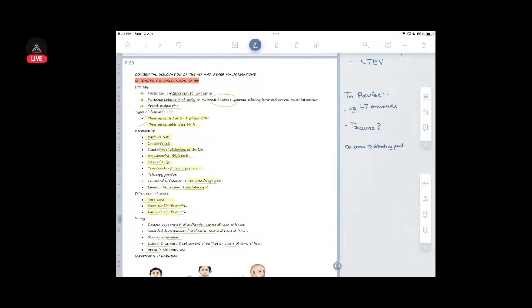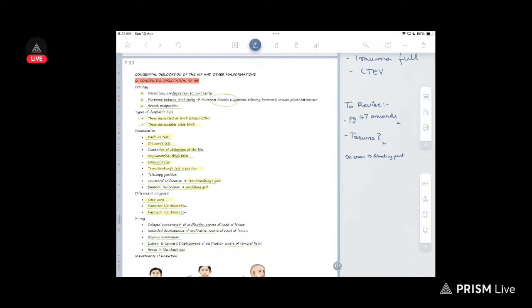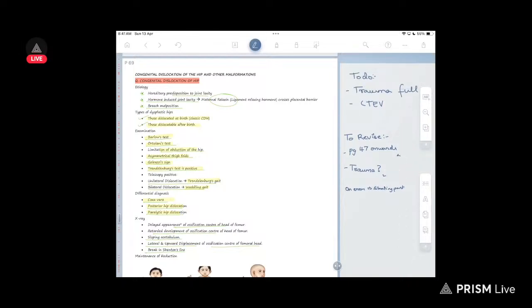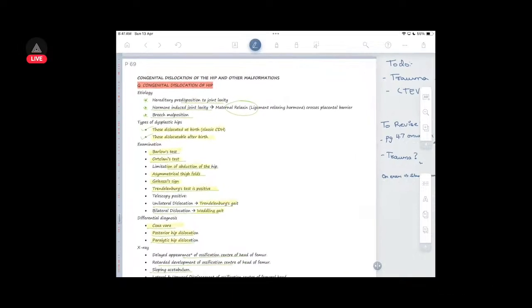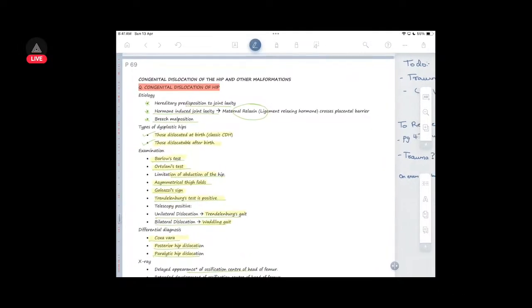So I will need to revise it. I will need to do trauma and CTV is okay. I'll do till this end, and then trauma again. That will take another hour, and after that I will start with surgery too. Fine.